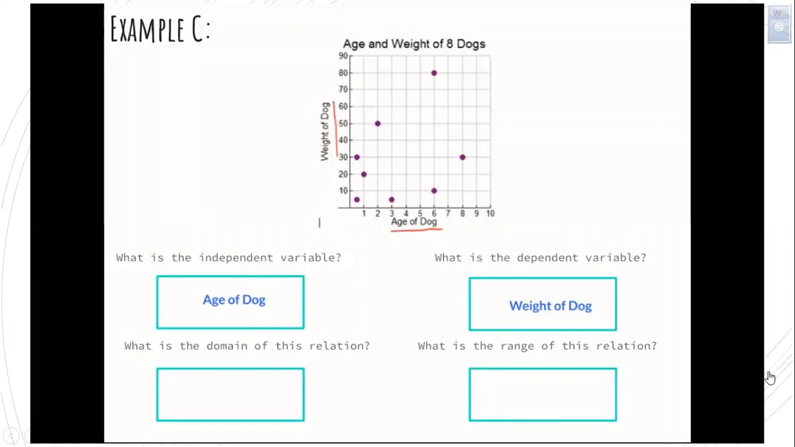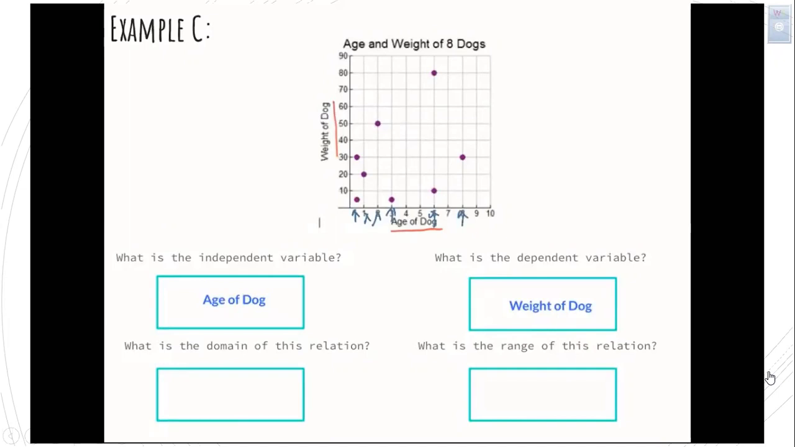So when we go here, we've got one point at 1/2, we've got another point at 3, and we've got another point at 2, another point at 1, another point at 6, another point at 8. So that's going to be our domain as we go across.